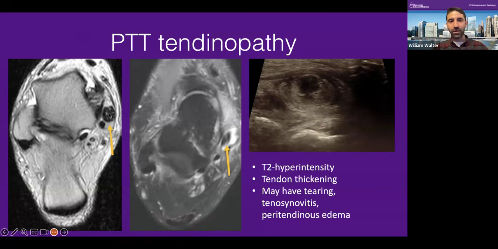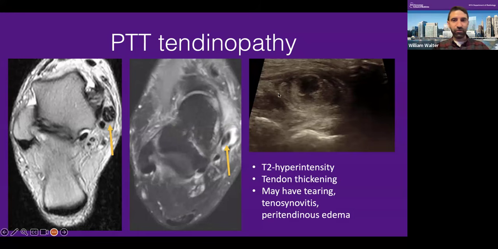It will be abnormally bright on T2 weighted images. So it has this internal signal hyperintensity. That's edema and fluid clefting within the tendon. That's abnormal, indicating that it's tendinopathic. You may have small tendon tears in the setting of tendinopathy. You may have tenosynovitis surrounding the tendon, or peritendinous edema, reactive edema, or inflammation around the tendon. But in general, we look for swelling of the tendon and high intrinsic signal within the tendon to diagnose tendinopathy.